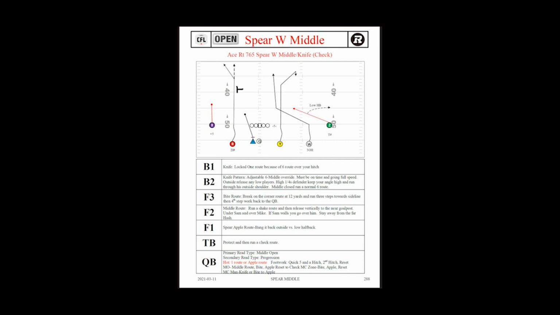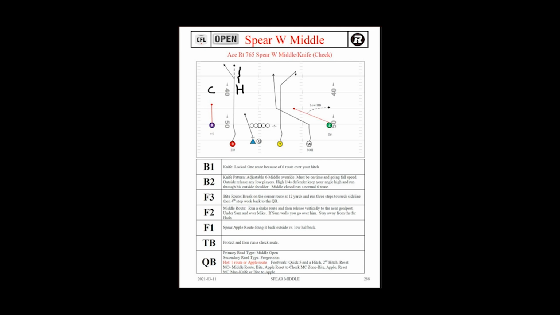Let's start to the boundary. So I call this route, this is a corner route, or I call it a 6 route, as a corner route with a middle override. If you hear the term middle, you have a different job versus zone coverage. If it's man coverage and middle closed, you just run a corner route.